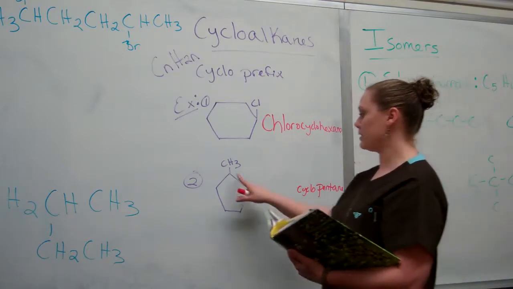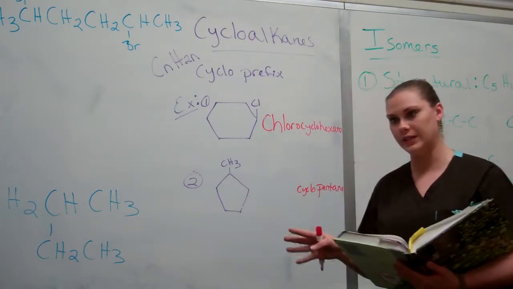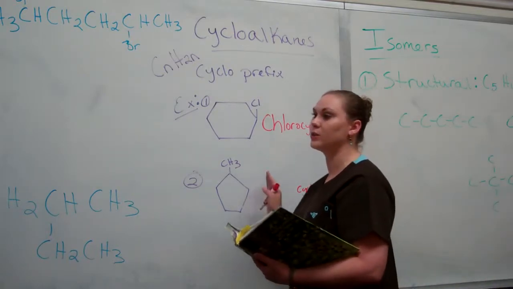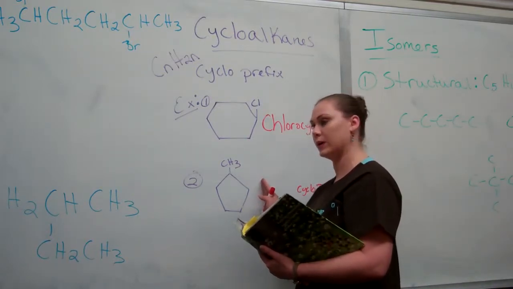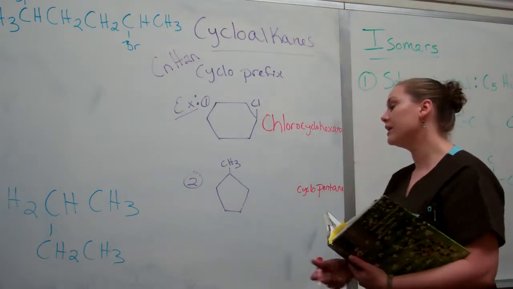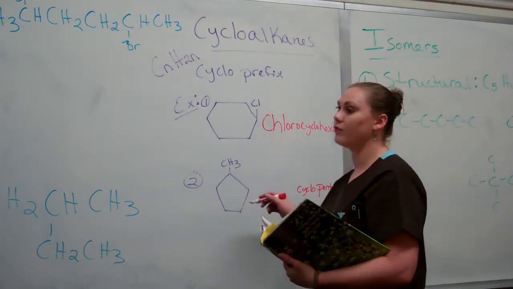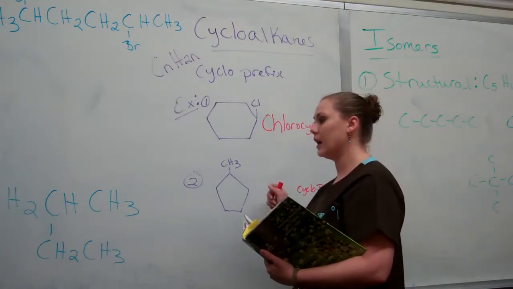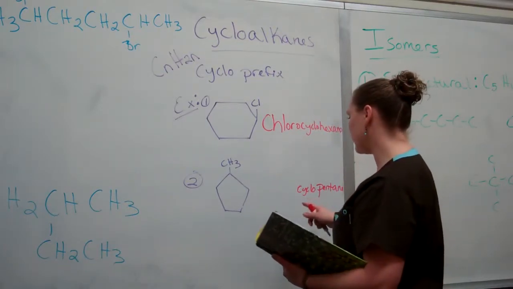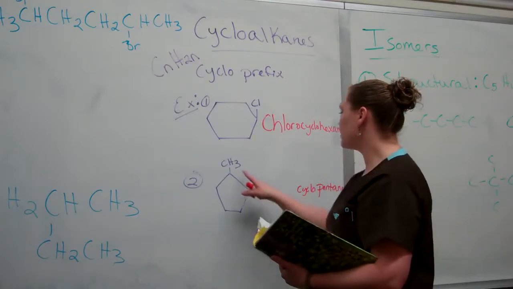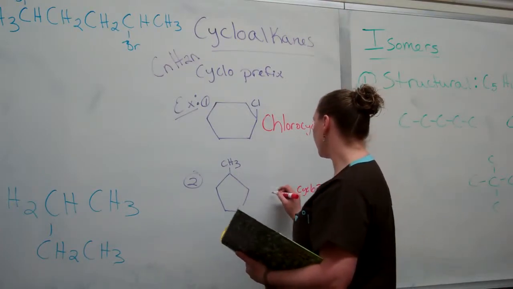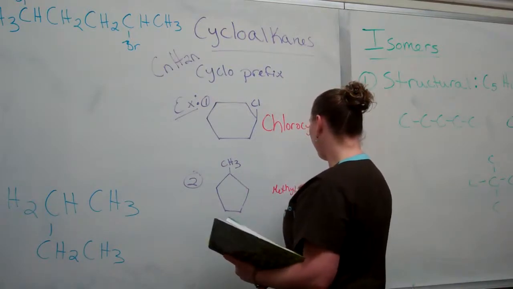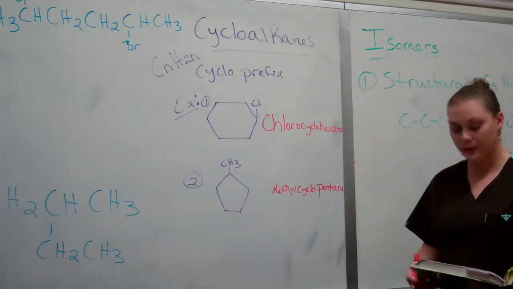Now I have to name the substituent. Again, there's no need to name the 1 because it's redundant. It's in a cyclo formation. We know our substituent will be at 1. That being said, if I had 2 off of this, 2 different ones, I would have to put it for the second one. We'll get to that in a sec. But for this one, this is our methyl group. So it would just be methylcyclopentane.